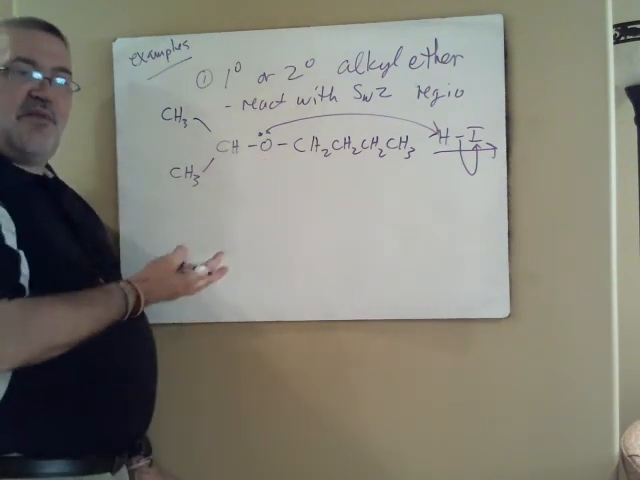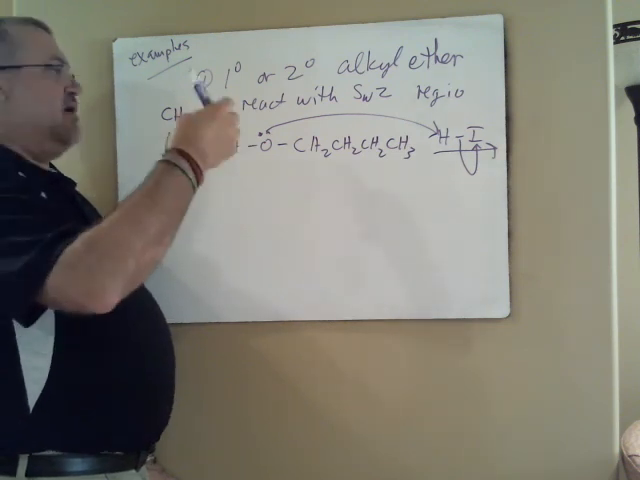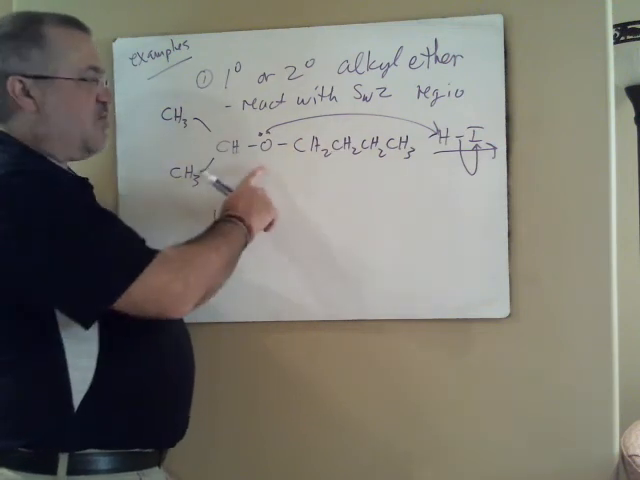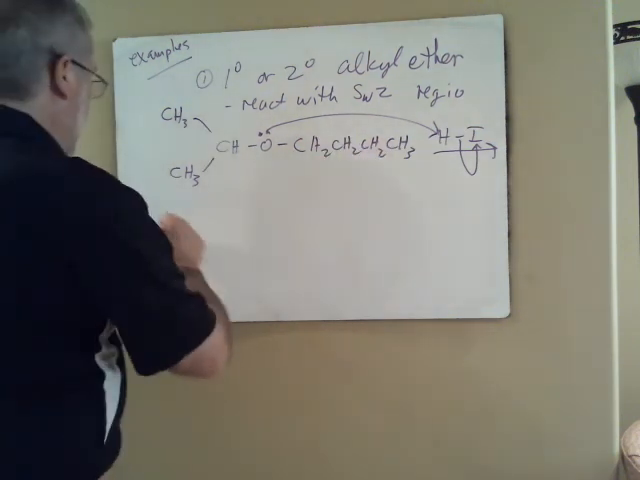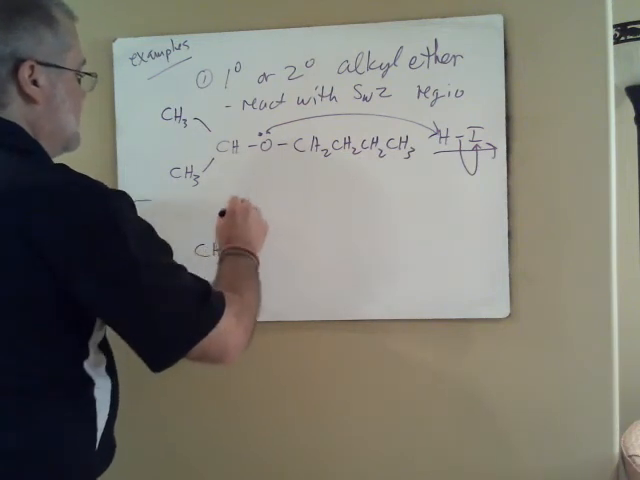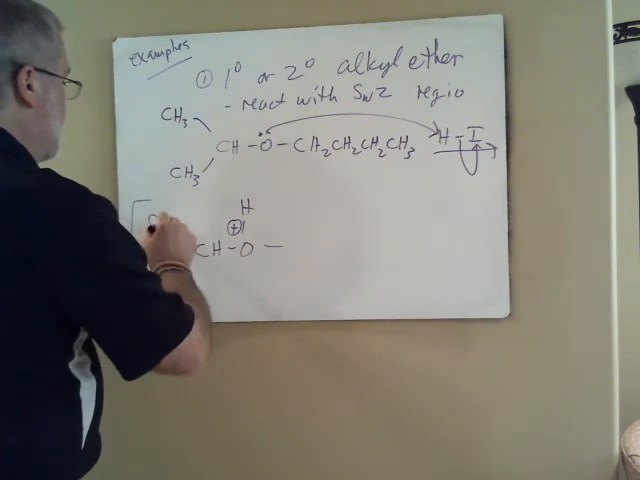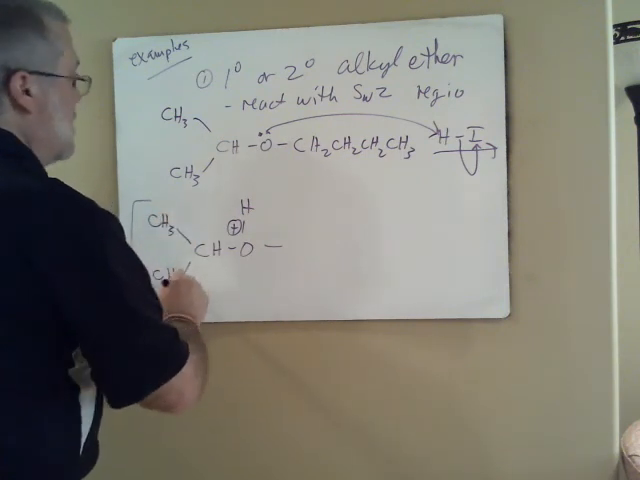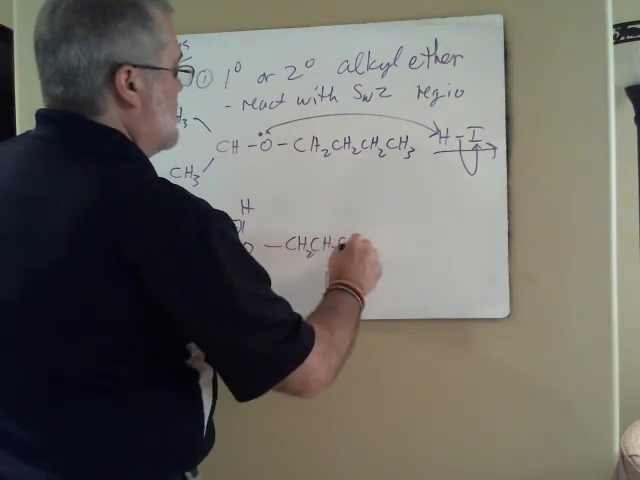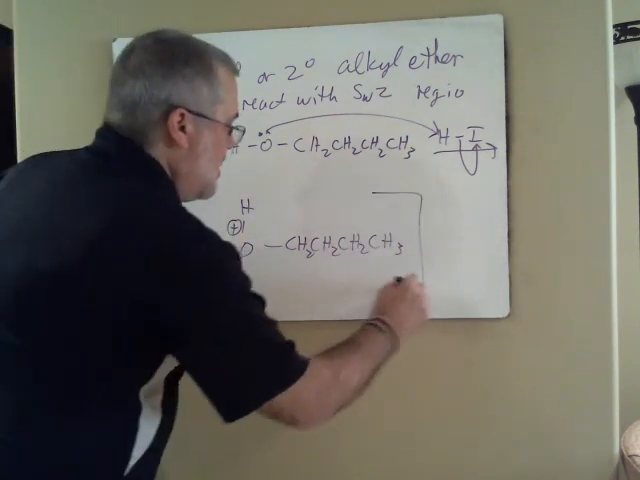So think about the big picture. We've talked about water last semester, we talked about alcohols, and now ethers. It's always the same thing that happens in the presence of an acid. And so I can draw this intermediate now, where that is protonated. And now I also have my I minus.